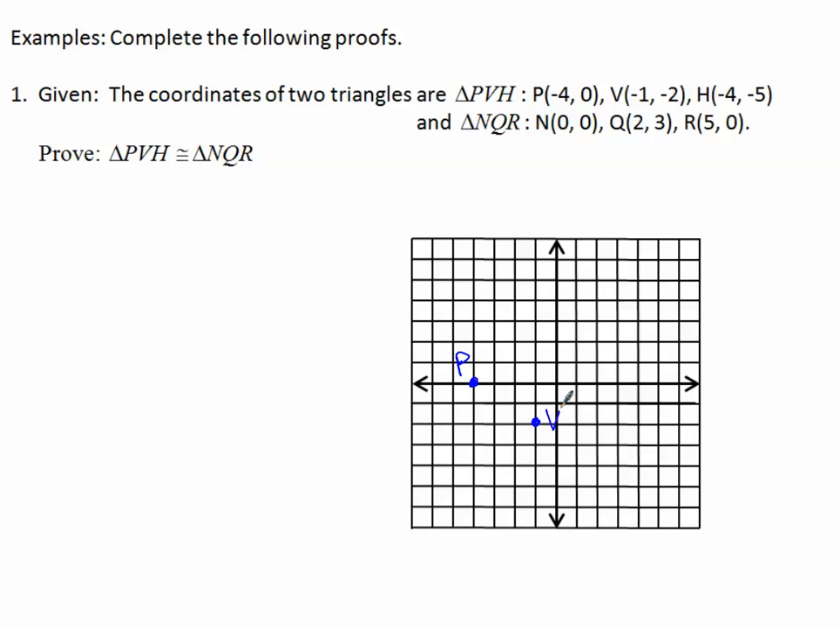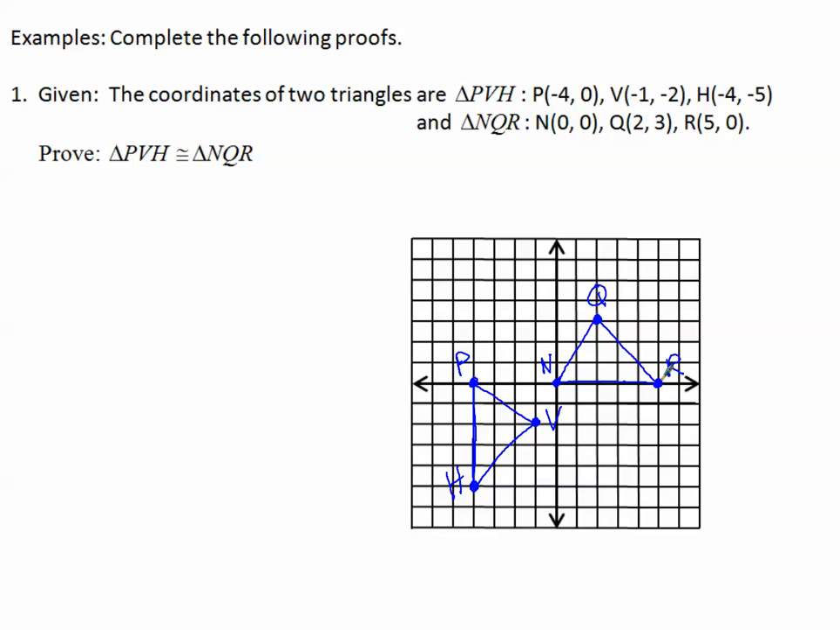And there's V, H (-4, -5). Okay, so that made triangle PVH and triangle NQR, N at (0, 0). Notice how I put the names of the points as I plot them. And then I connect them. So how are we going to prove that these triangles are congruent?